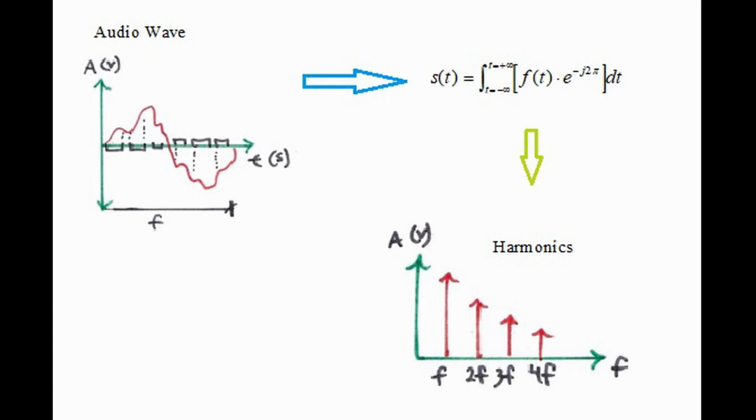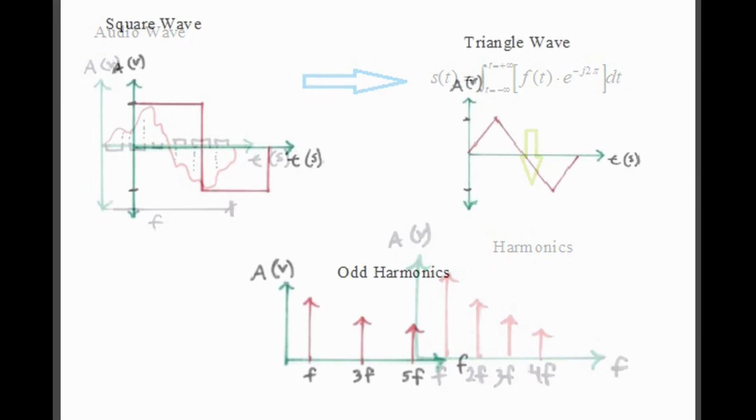Notice that when dealing with audio waves that are based on sine waves, there are even and odd harmonics. So for instance, if the fundamental is 1 kilohertz, the second harmonic would be 2 times 1 kilohertz, or 2 kilohertz. The next harmonic is 3 kilohertz. Then the next one is 4 kilohertz, etc.